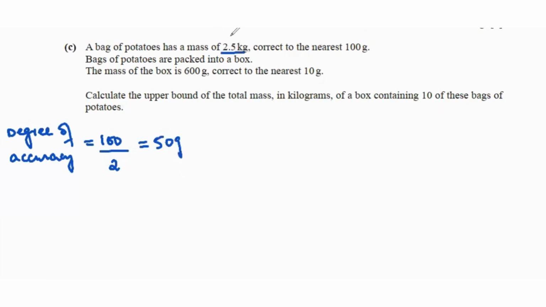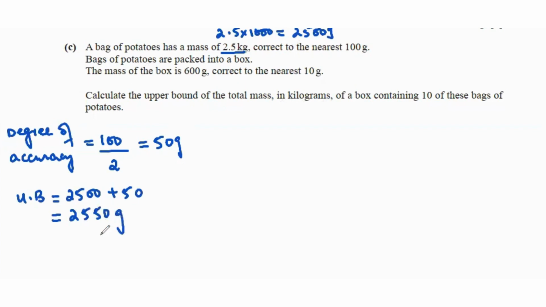I'm going to convert this 2.5 kgs into grams by doing 2.5 times 1000, which is 2500 grams. I know it says give the answer in kilograms, but I'm going to convert it in the end. So I'm going to start with grams and keep it simple. So your upper bound for the bag of potatoes is going to be 2500 plus your degree of accuracy, which is 50. So that's going to give us 2550 grams. This entire thing is for your bag of potatoes.